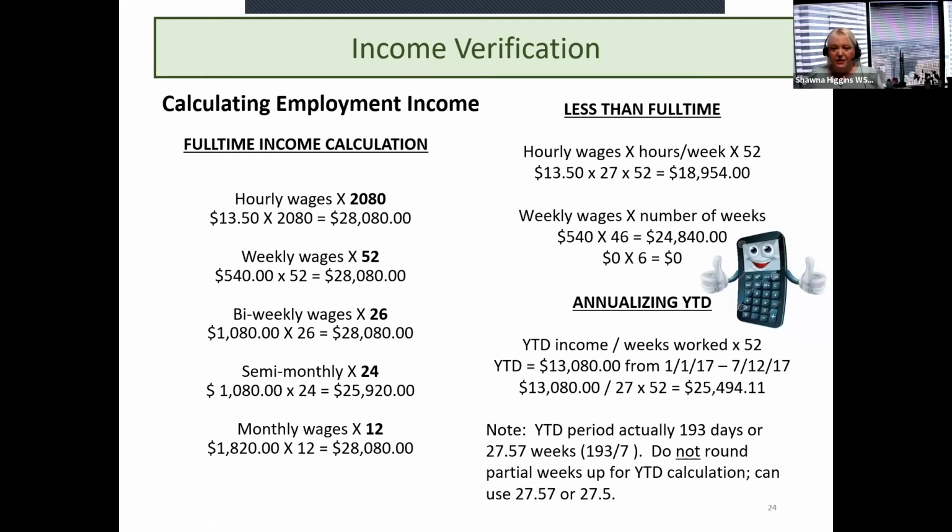For instance, this person, their annual wages was $13,080. So you're going to divide it by the 27 weeks, and then you're going to take that weekly amount and times it by 52. So this person is going to make $25,494.11. Now, if you were to have rounded that up to 28 weeks, that would have equaled $24,291.43. Now you see there's around a $1,000 difference, and that can make that person over income. So be really careful with that.